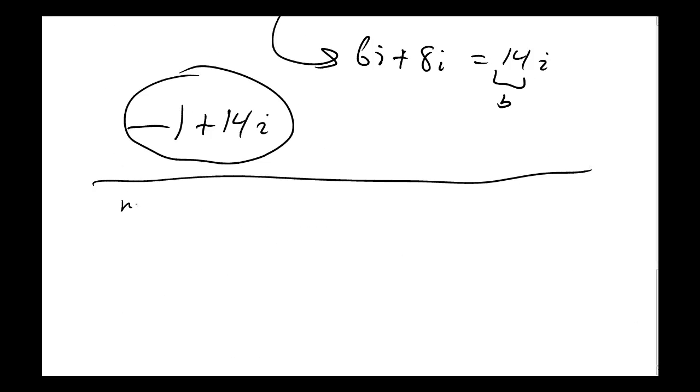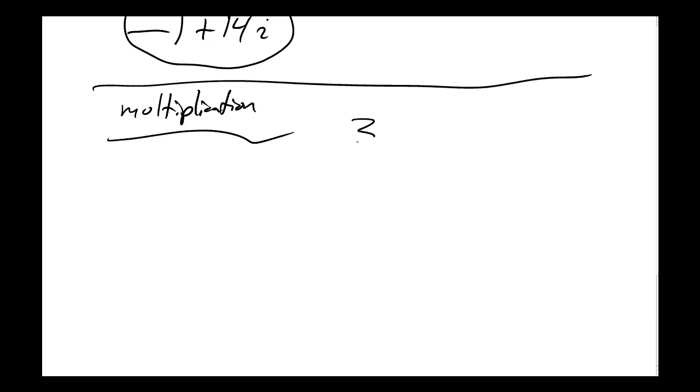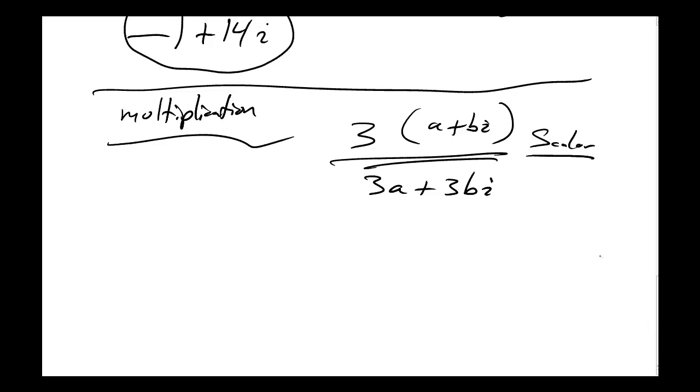The last main thing to talk about is multiplication. This is going to come in two flavors. If I have a constant times a plus bi, I'm going to distribute that constant and get 3a plus 3bi. This behaves just like a scalar did in vectors. And the reason we talk about chapter 4.1 after the vector section is there are a lot of similarities.